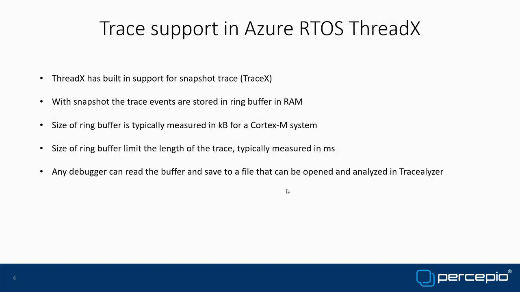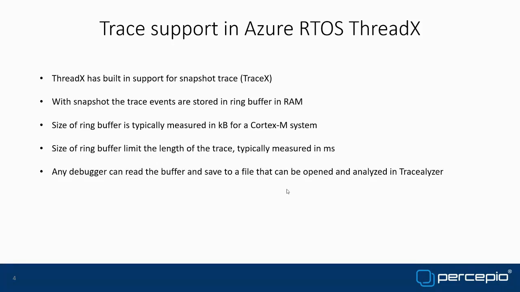So first of all, I want to mention what we have support for related to ThreadX up until today. We have been supporting ThreadX for quite some time, and we have been supporting the built-in trace hooks that are available in ThreadX, and they are called Tracealyzer, and we have been supporting this for snapshot tracing. With this snapshot tracing, the trace events are stored in a ring buffer in RAM, and the size of this is typically measured in kilobytes for a Cortex-M device.